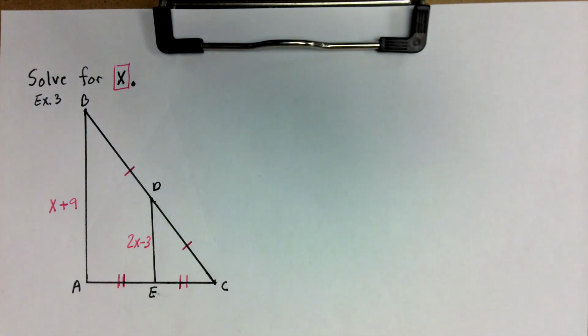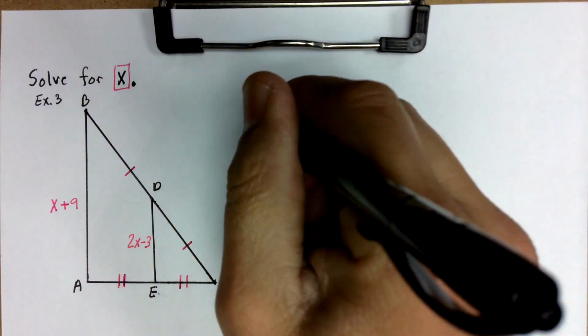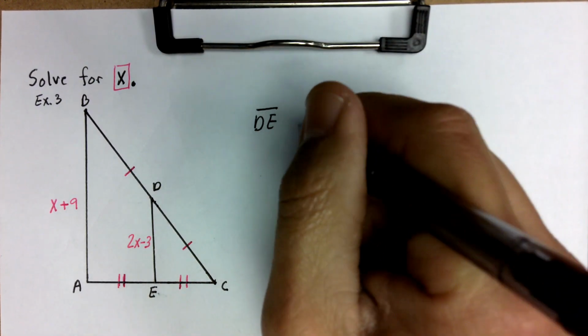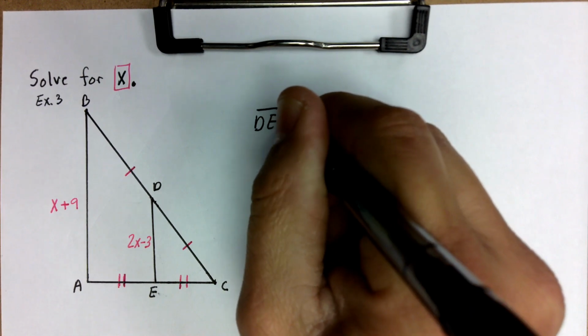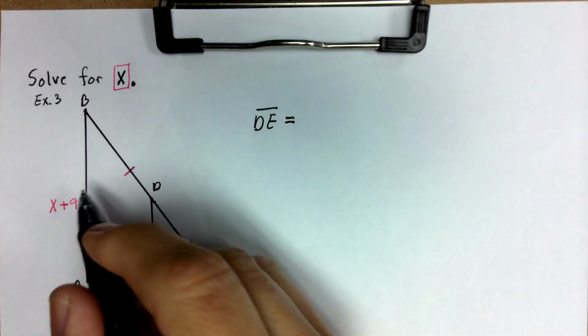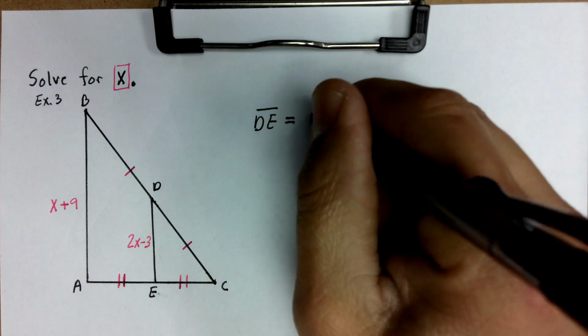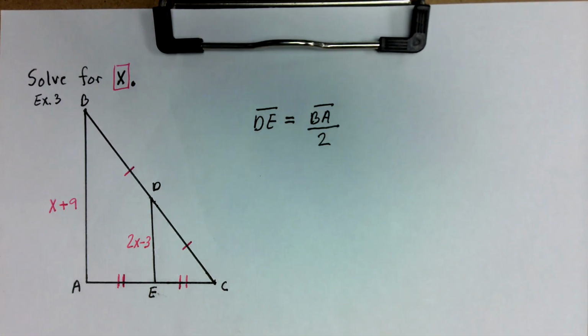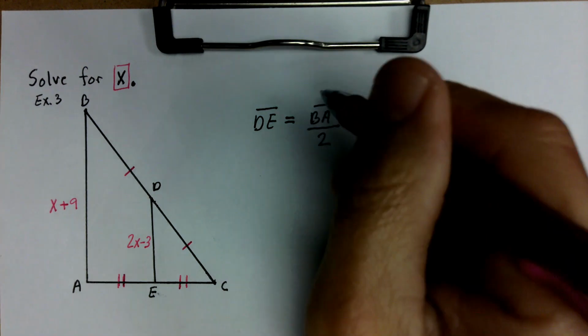In other words, I could write this out as DE. So segment DE is going to be equal to BA divided by 2. So just keep that in mind. Now we're going to go ahead and we're going to start writing this out.